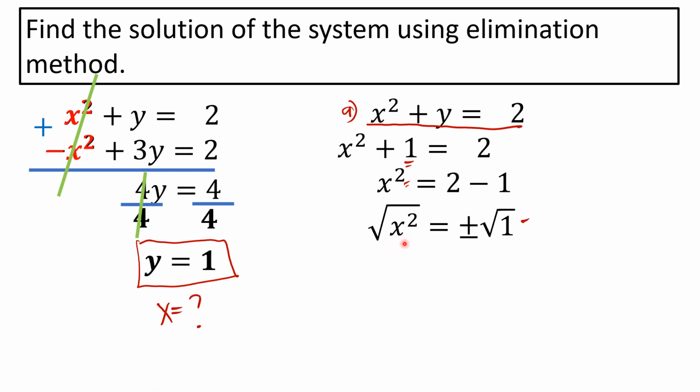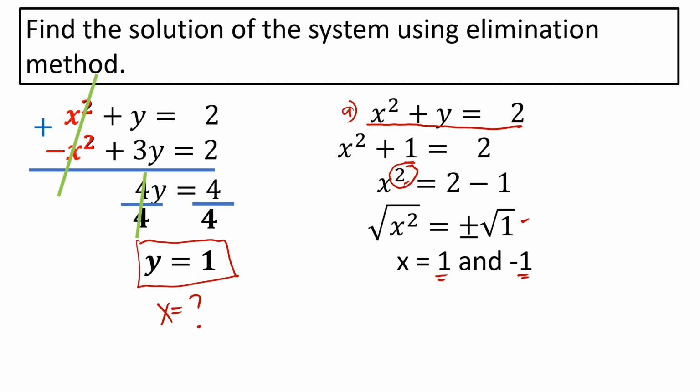So square root of x squared is equal to, and then remember, when extracting the square root, we use the double sign plus and minus, and then square root of 1. So for this, we have two values of x, which are 1 and negative 1. Why do we have two values of x? Because our x has an exponent of 2. So there will be two values of x.